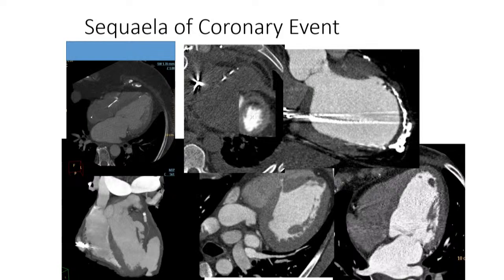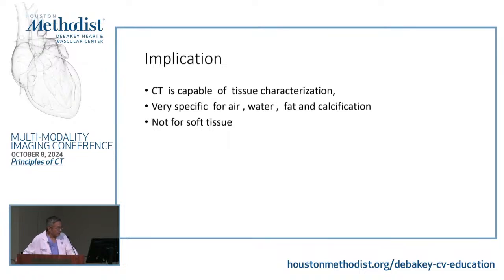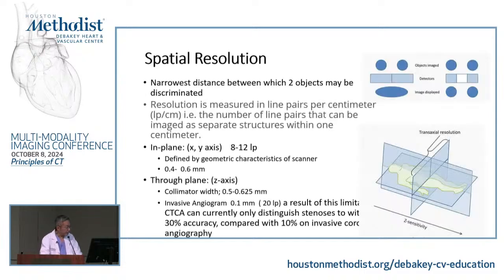Just another example here, circular coronary. So the implication is CT is capable, to a certain degree, of tissue characterization, very specific for air. So if you see air anywhere, for instance, occasionally we see that when we inject contrast, you see an air bubble in the right atrium, right? And we know that's air for sure. Water is also very specific, as in pericardial effusion, as are fat and calcification. But again, not for soft tissue, at least not yet.